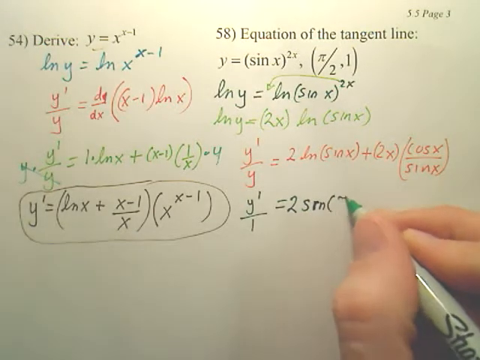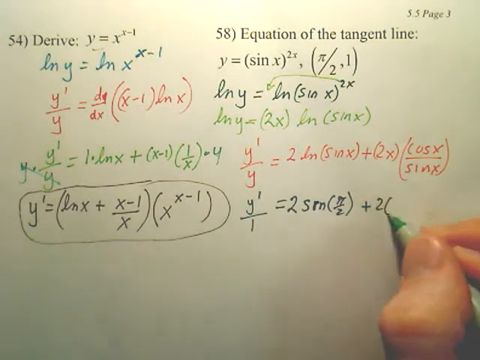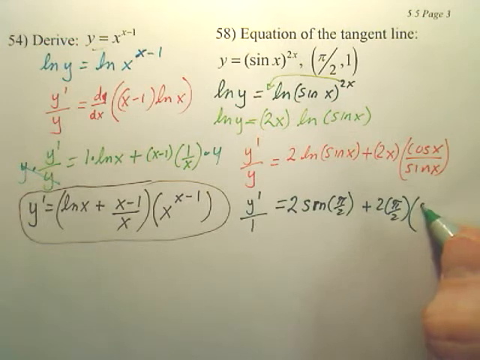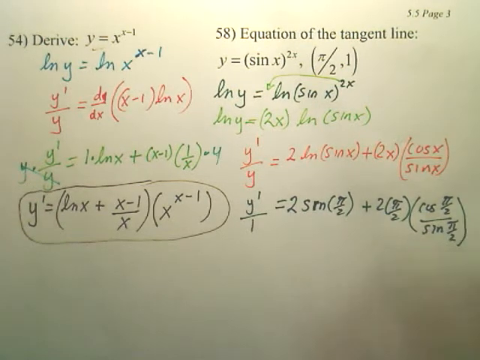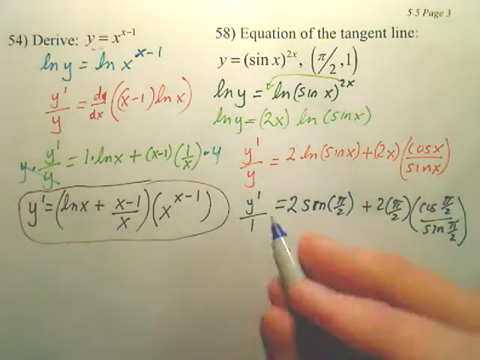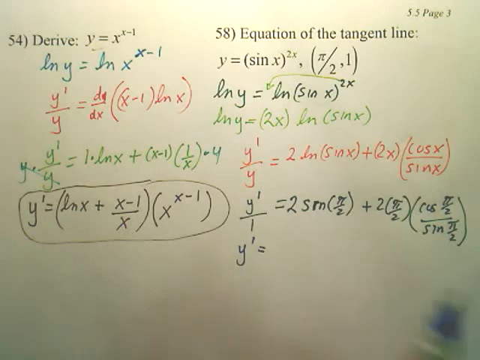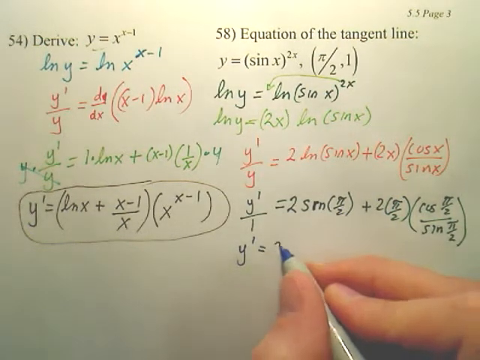And it's going to be 2 sine, and x is pi over 2, plus 2 times x, which is pi over 2, times cosine pi over 2 over sine pi over 2. And we'll get y prime pretty quick. It's kind of cool. Oh, that's nice. Boom. The 1 can be ignored. Sine pi over 2, the height at pi over 2 is 0.